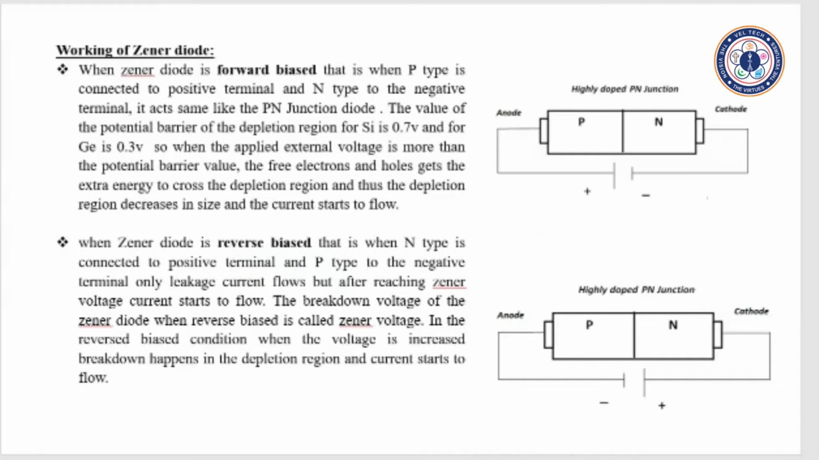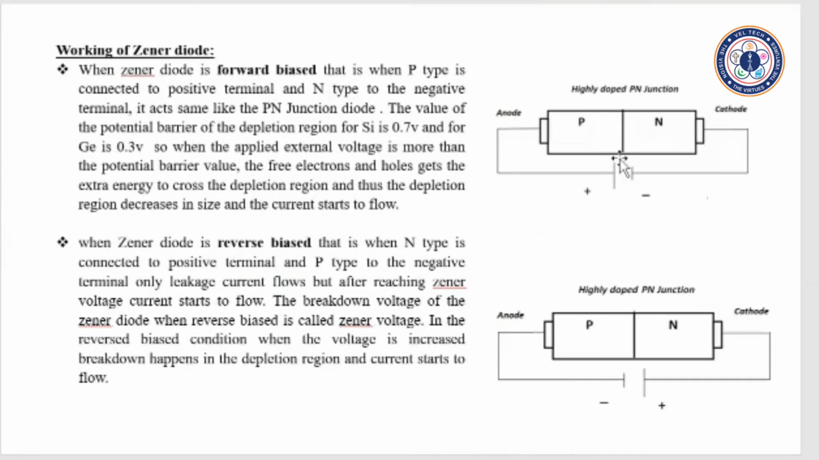Working of the Zener diode. Here in this diagram, this is the P-type substrate and this is the N-type substrate. The P-type substrate is the anode and the N-type substrate is the cathode. When I give the positive forward bias voltage, the positive terminal is connected to the P-type substrate and the negative terminal is connected to the N-type substrate, and the region in between is the depletion region.